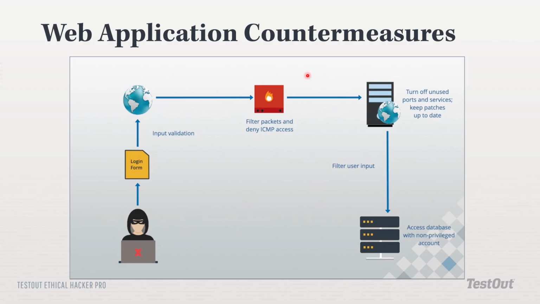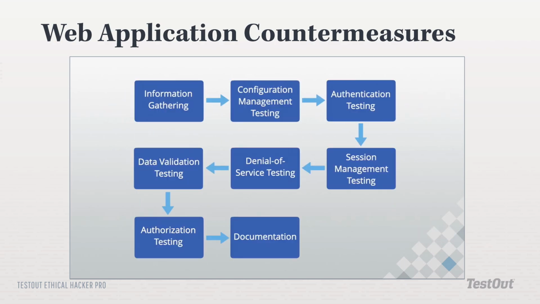Okay, so there are a few different little layers, if you will, right? Defenses in depth that it has. And this would be like a web application countermeasure. So information gathering, configuration management, authentication testing. These are all things we have to do. Session management, denial of service testing, data validation testing, authorization testing, and documentation. Documentation is a huge one that we need, right? Otherwise, what did we do all of that for?